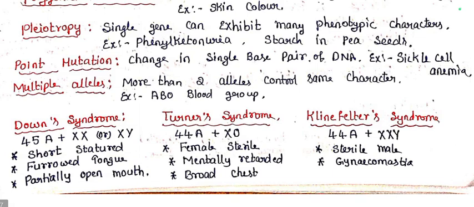Pleiotropy means a single gene can exhibit many phenotypic characters. Example, phenylketonuria, starch in pea seed. Point mutation: only a single base pair of the DNA is altered. Best example is sickle cell anemia. And multiple alleles, where more than one allele controls the same character, for example ABO blood group.